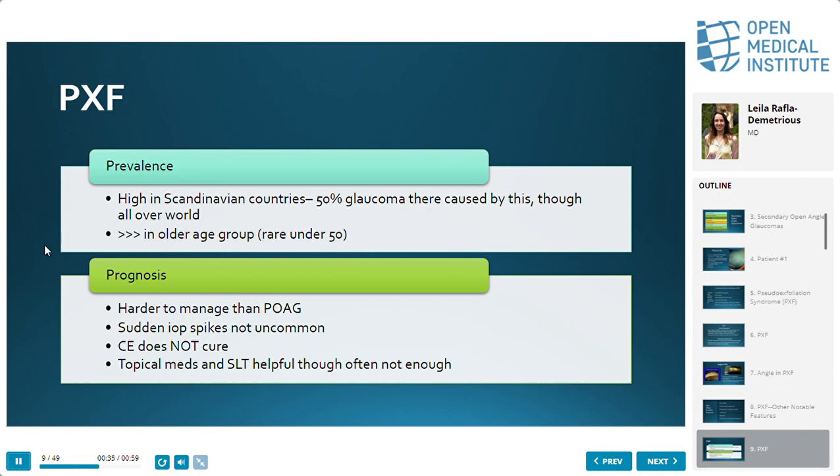Sudden intraocular pressure spikes are not uncommon, and you can have a patient that you've monitored for years who've done very well, and then one eye and then the other eye suddenly go out of control. It is very amenable to selective laser trabeculoplasty, though that's often not enough. Topical medications, of course, but many times these patients do come to incisional surgery because it just tends to march on.